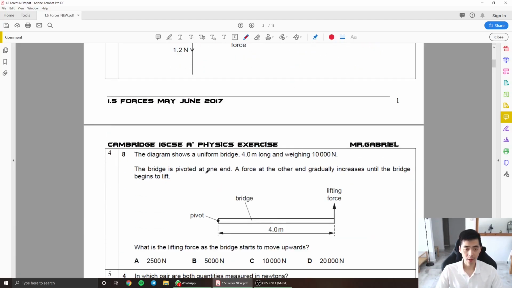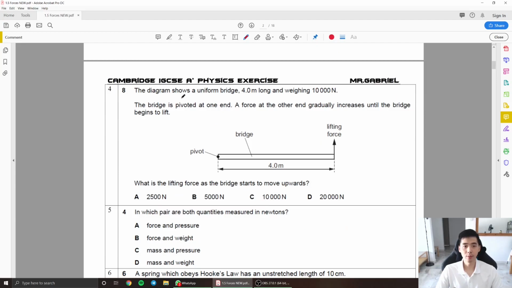Alright, then after that, question number 4. The diagram shows a uniform bridge 4 meters long and weighing 10,000 newtons. The bridge is pivoted at one end. A force at the other end gradually increases until the bridge begins to lift. What is the lifting force as the bridge starts moving upwards?